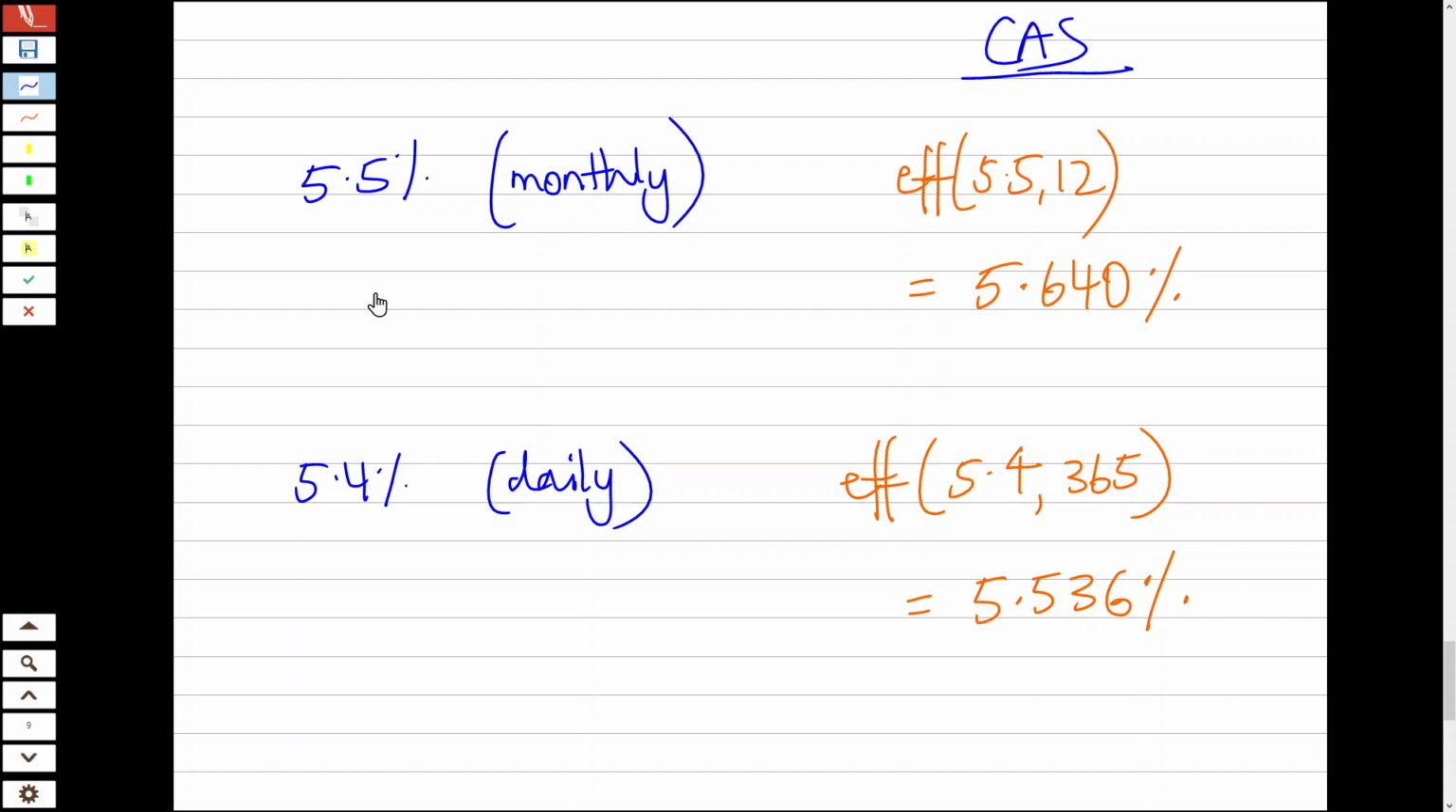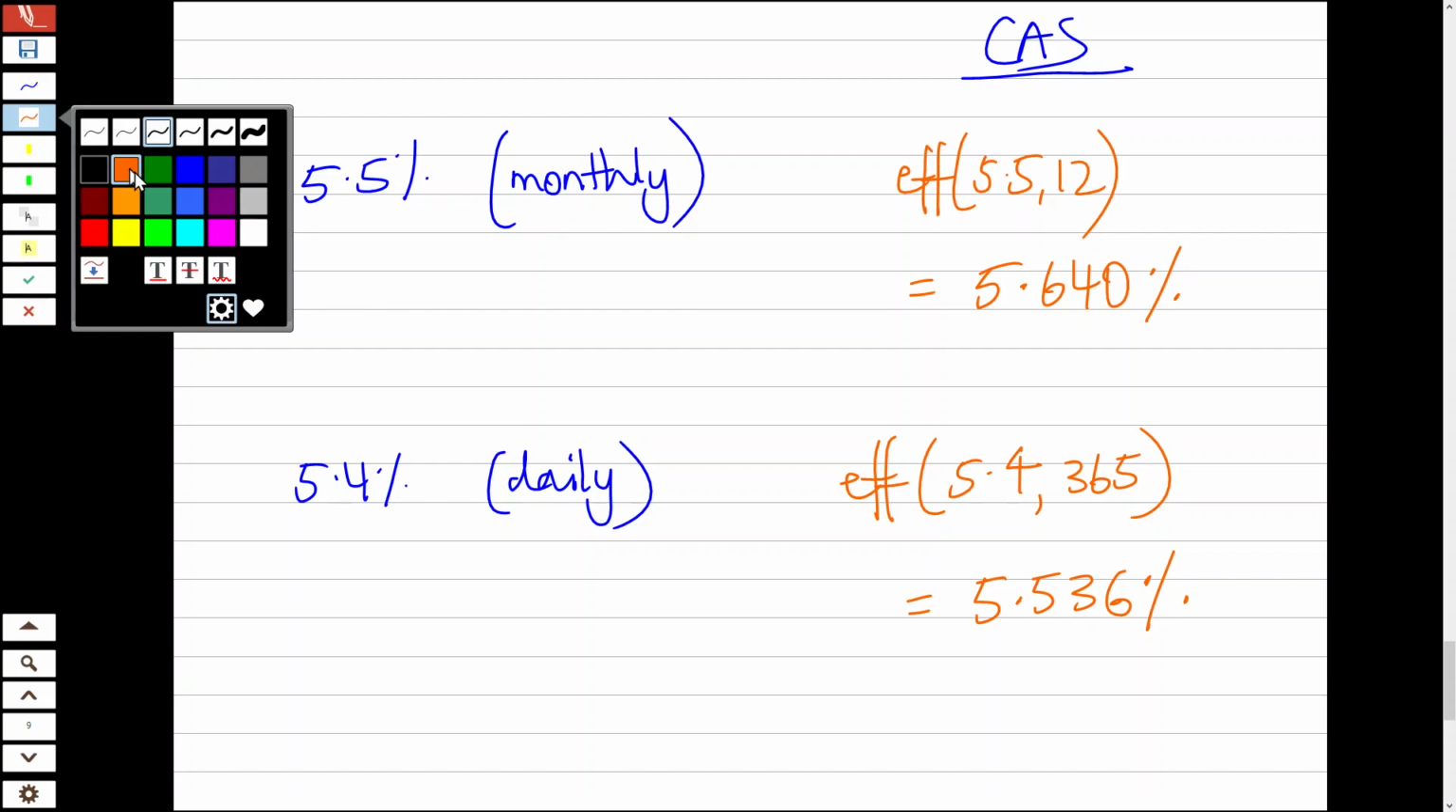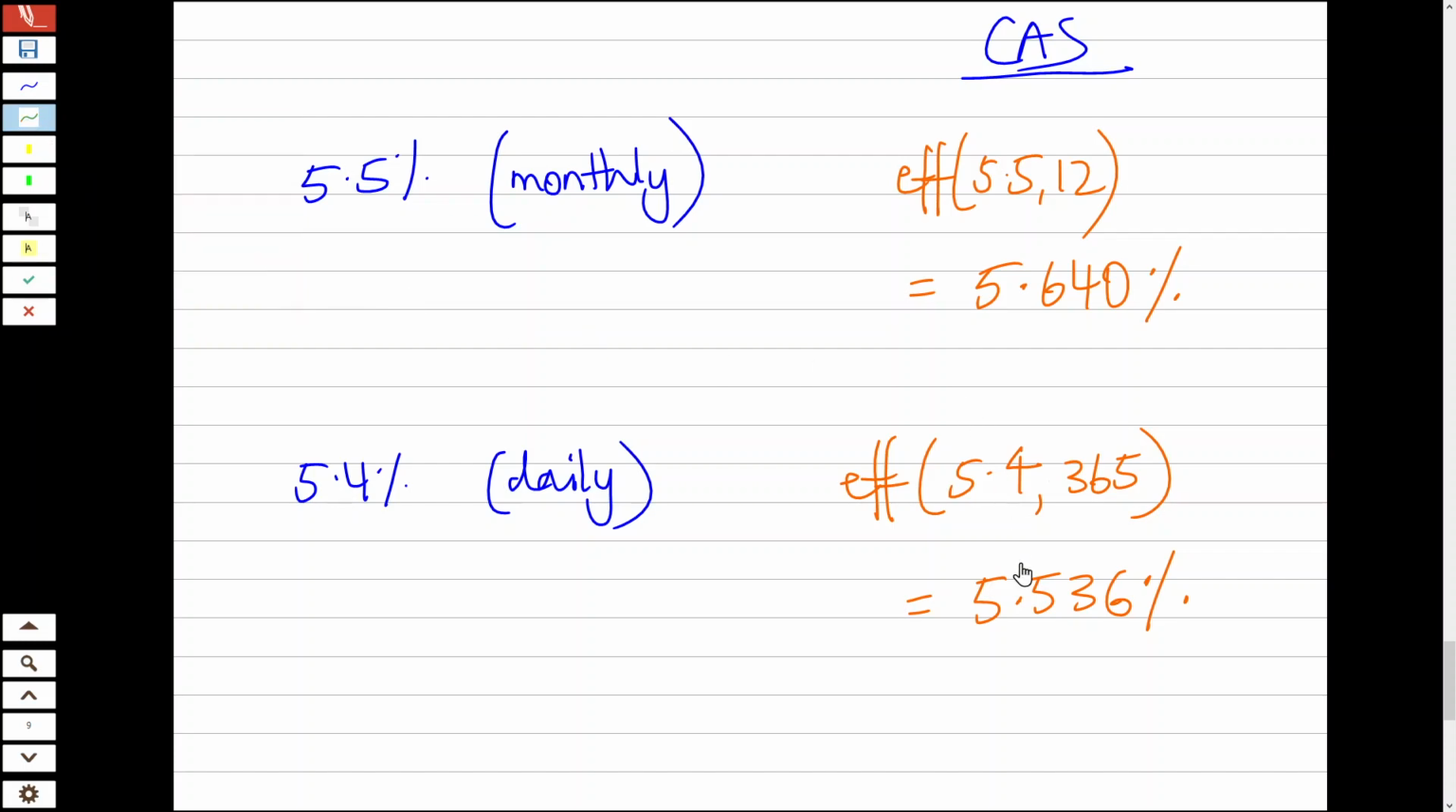The way we do that is by converting both to the effective interest rate, because now it doesn't matter that the interest rates are different and the compounding periods are different. Now it's on a common scale, so now we can compare them. Which one's better? Sorry, the daily, I forgot to change 12 to 365. Okay, so what is it? Monthly 5.640, right? 5.536.